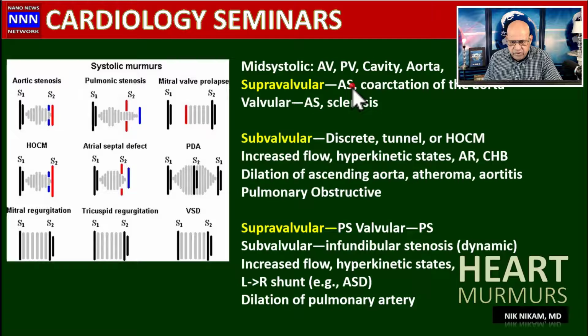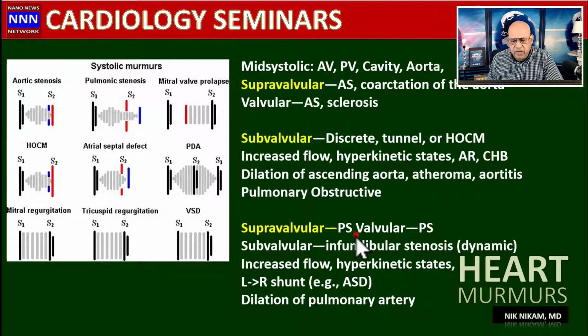Like that. Seen in patients with aortic stenosis, coarctation of aorta, and it can also be seen in patients with aortic sclerosis, or even hypertension. Subvalvular, you're quite familiar with the aortic subvalvular membrane or tunnel or hypertrophic cardiomyopathy. It can also be seen in patients with hyperkinetic state, aortic regurgitation, complete heart block, and may also be seen in patients with dilatation of the ascending aorta.